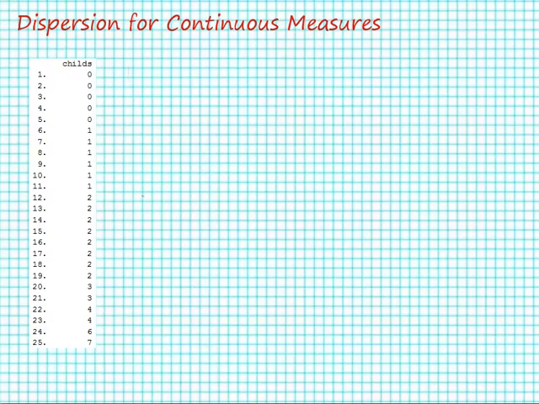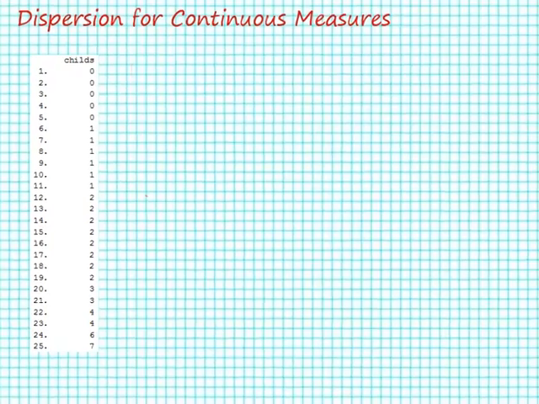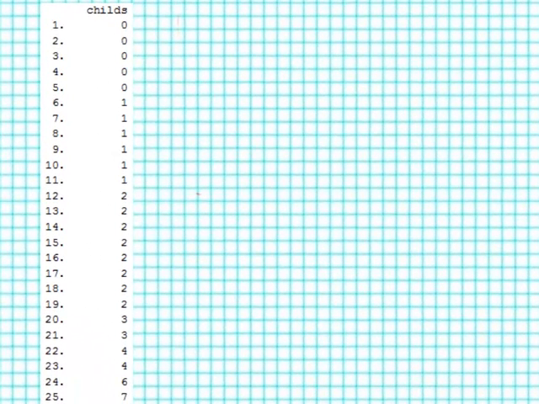So here we have our childs variable. You can see it ranges from 0 to 7. I've ordered it because the first thing we need to do is calculate the median. There's 25 cases, an odd number of cases, so we know that there will be a single middle case. It's case number 13, record number 13, and we see that our 50th percentile, or our median, is equal to 2.